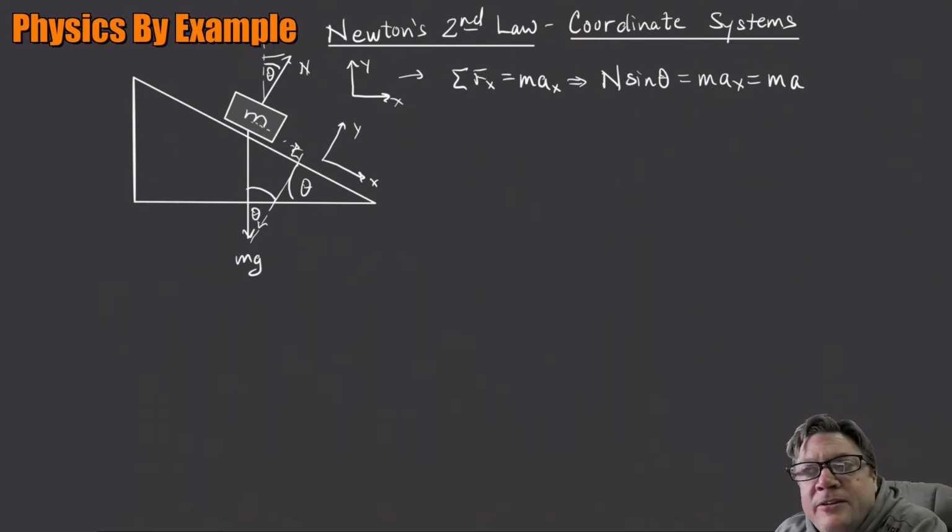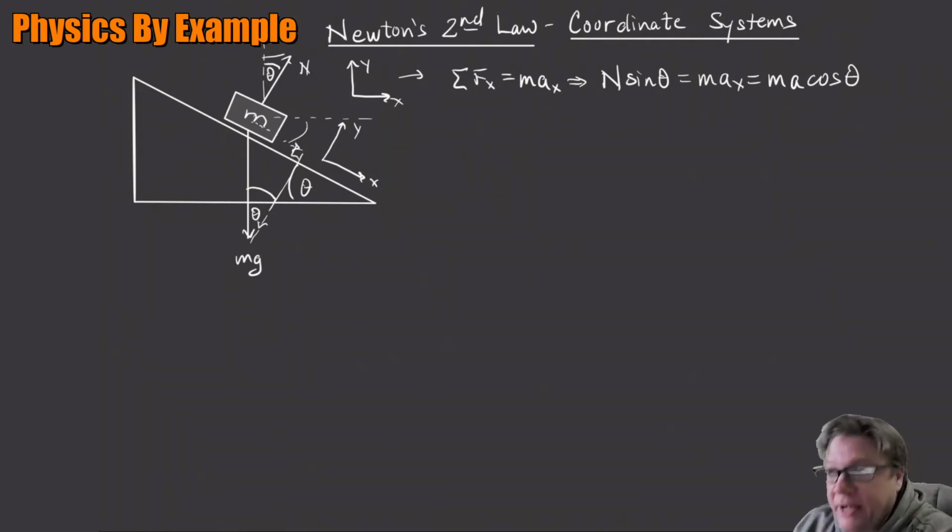Cool. And by the way, this is going to be equal to ma. Now a is going down the plane, right? So this is going to be ma cosine theta, because here's my horizontal. That's my angle theta. That's the same angle. It starts to get kind of confusing now. So, okay, there we go. Ma cosine theta. Now I do it in the y direction.